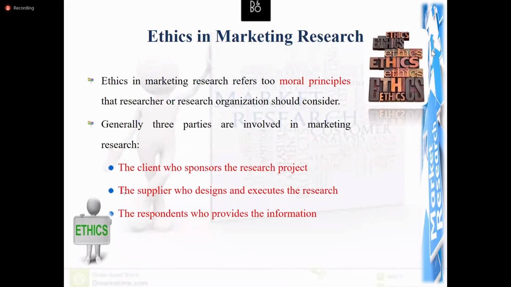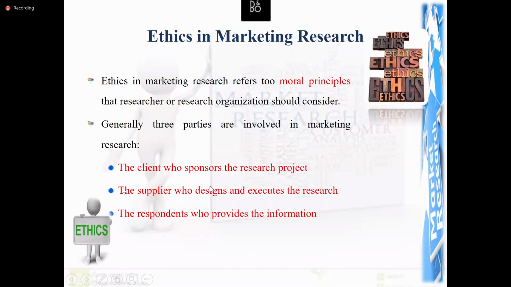So the ethical and moral principles, more or less the moral principles, is what we are referring to as ethics. Then this has to be applied when the research is being conducted. So if you take the research conduction, three important parties are involved.